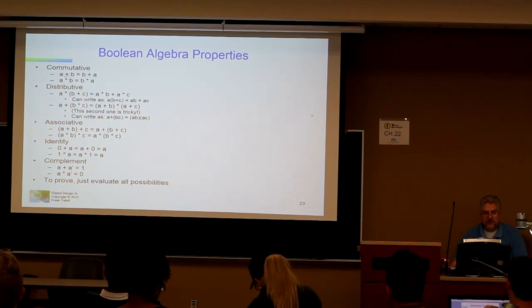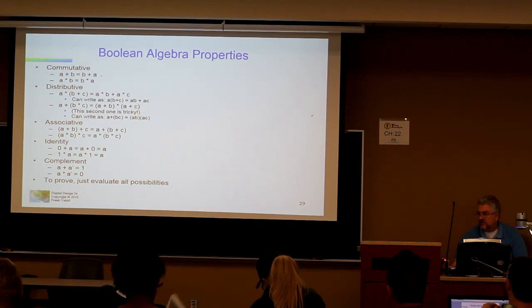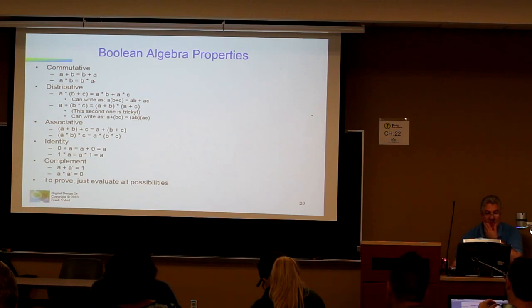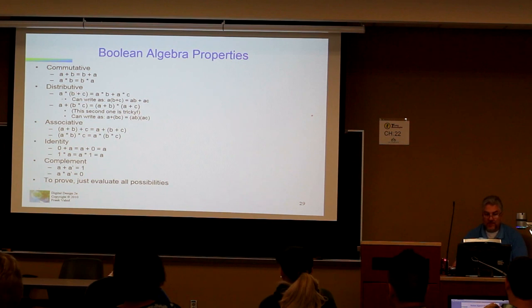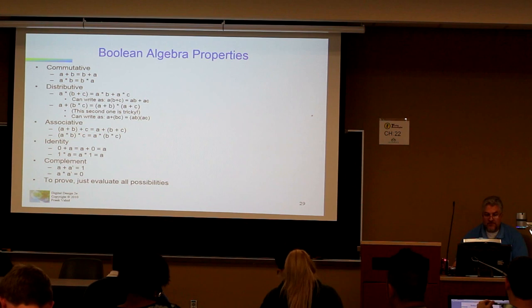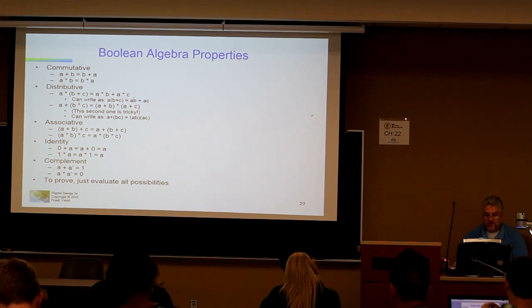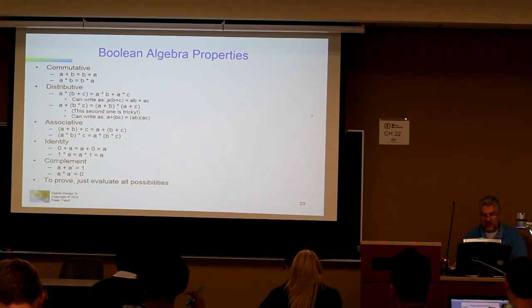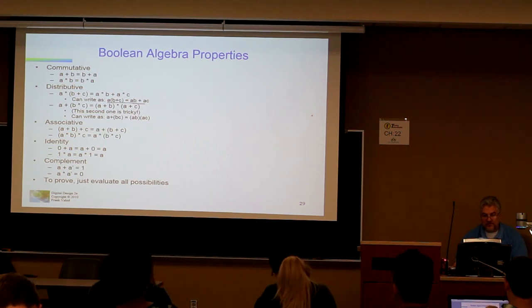So commutative, well, A or B is the same as B or A, right? And, oh, by the way, A and B is the same as B and A. And then there's distributive, and this is the really powerful one: A and (B or C) is the same as (A and B) or (A and C). So this is the way we really like to write it.